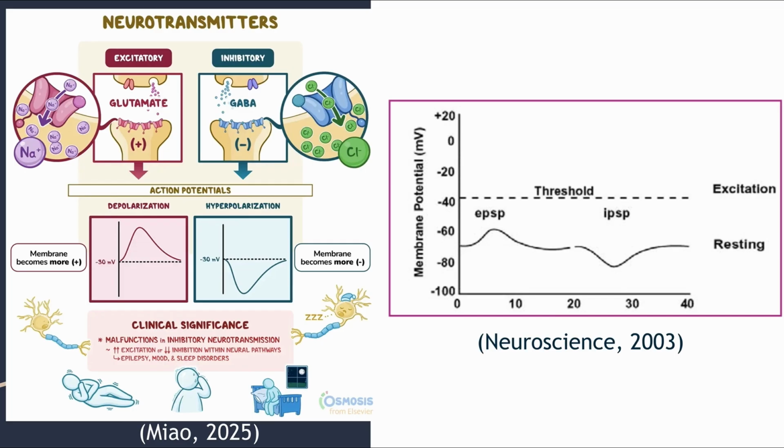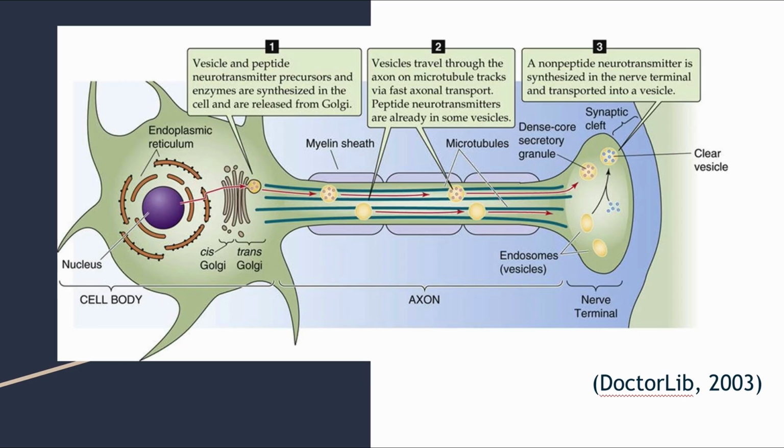Now let's move on and talk about the different types of neurotransmitters: excitatory and inhibitory. Excitatory neurons make neurotransmitters that open ion channels that depolarize the dendrite's membrane. On the other hand, inhibitory neurons make neurotransmitters that hyperpolarize it. The brain's most common excitatory neurotransmitter is glutamate, and the most common inhibitory neurotransmitter is GABA, which is gamma-aminobutyric acid.